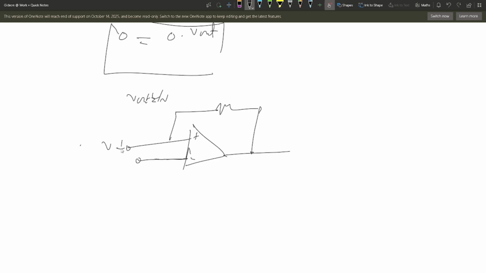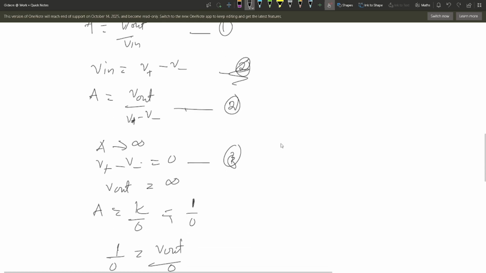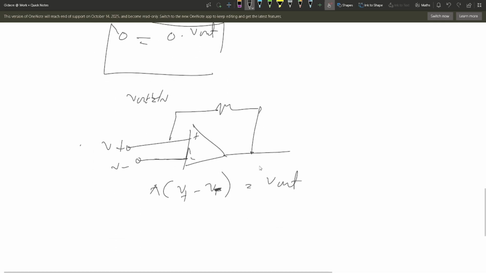So we have V plus and then V minus. Now we know that from our first equation, V plus minus V minus is going to give us V out, right? If we rearrange equation 2, I think this is supposed to be equation 2, right? So from equation 2, we can rearrange it to get this particular equation. Let's call this equation 4.